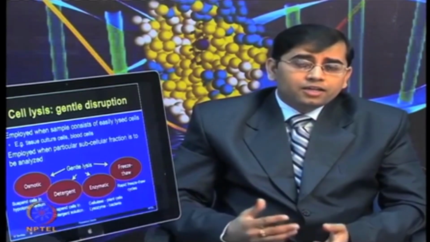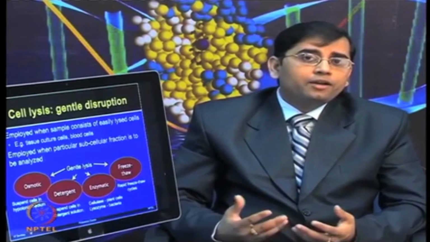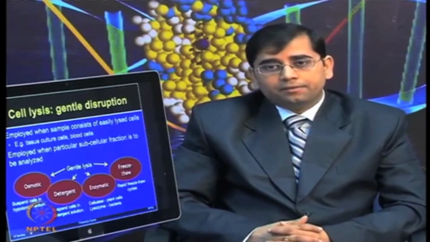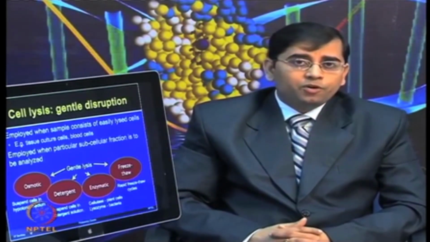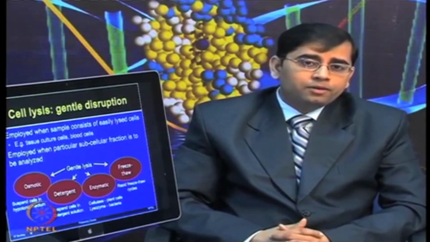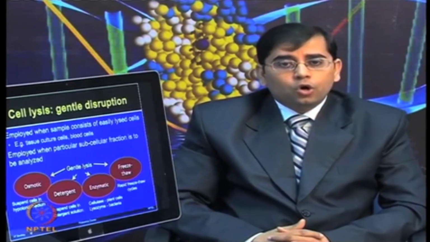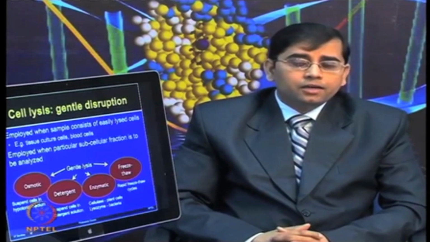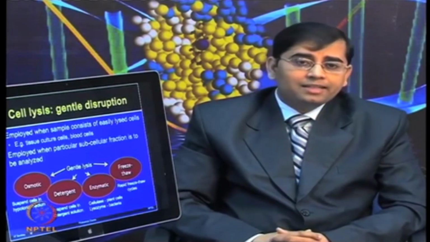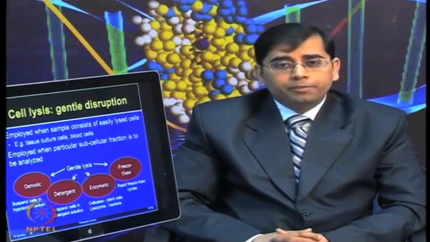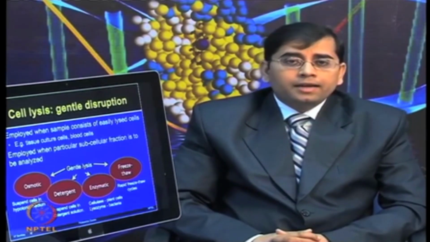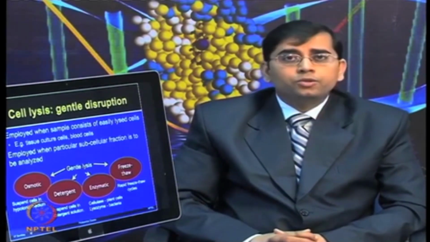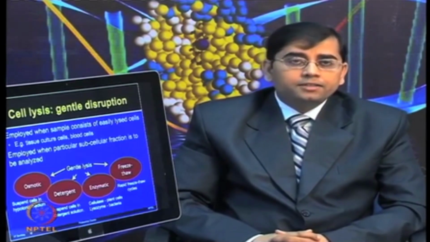If you are looking at those cell types which can be easily lysed, such as blood cells or culture cells, then you can use gentle disruption methods. There are different types of lysis methods available, such as osmotic lysis, in which one can suspend the cells in hypotonic medium. Detergent lysis, you need to suspend the cells in detergent solution.